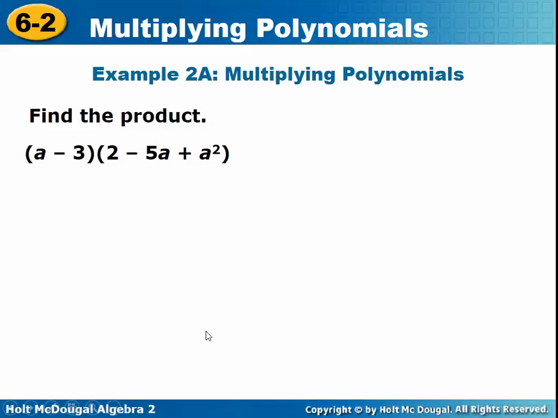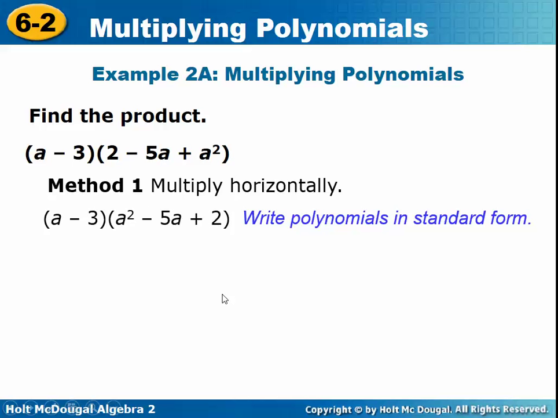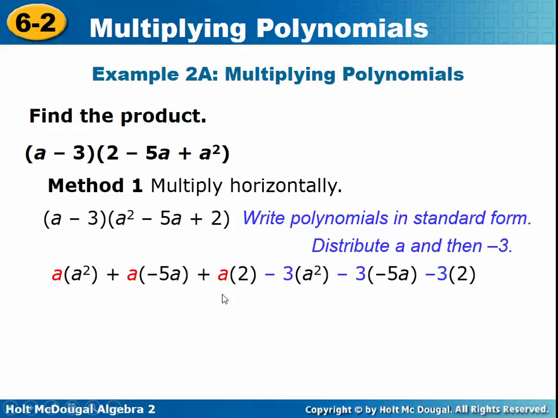All right, so here we go. First, we will take the a times each of the terms inside the second parentheses. So we'll multiply a times a squared, and then a times negative 5a, and then a times 2. And then we will multiply the negative 3 times every term. And we just write this as one long thing. So we'd have negative 3 times a squared, minus 3 times negative 5a, and then minus 3 times 2.